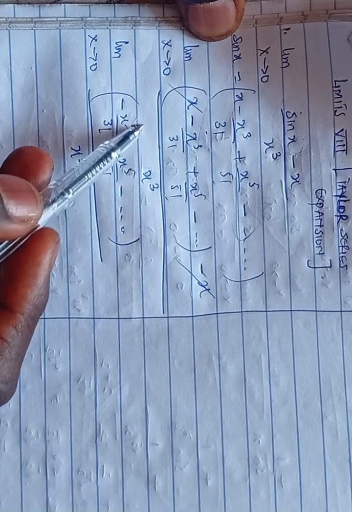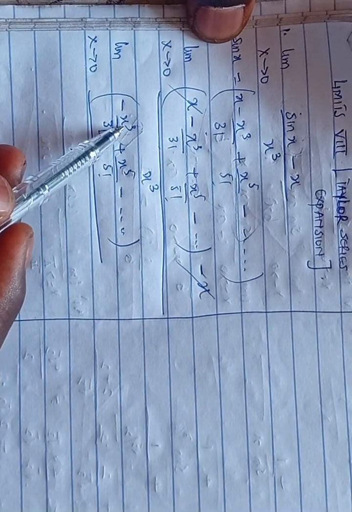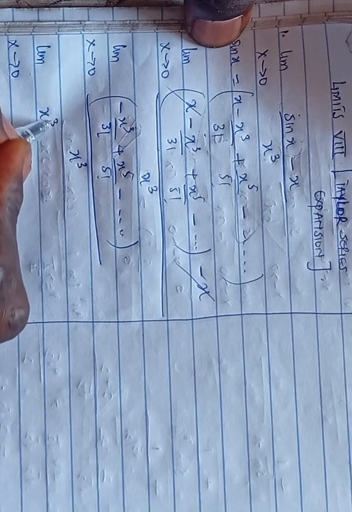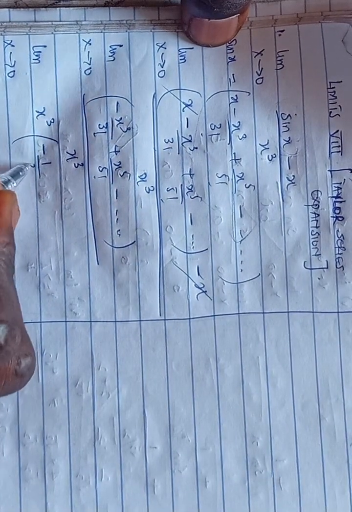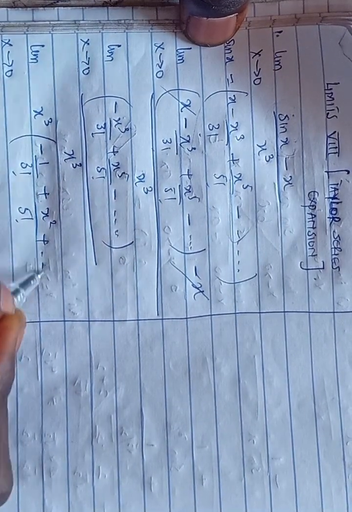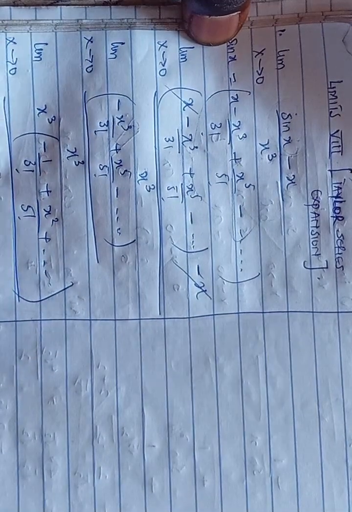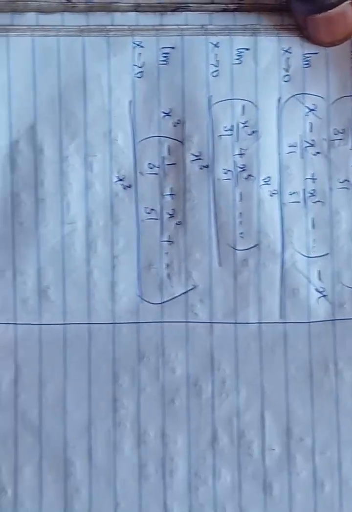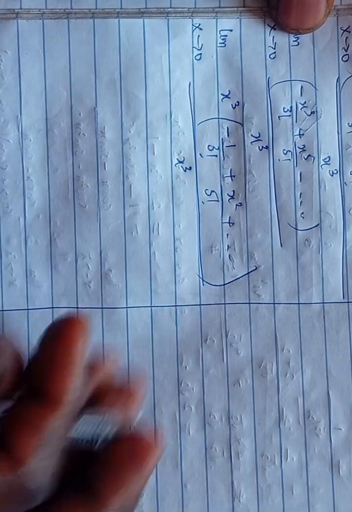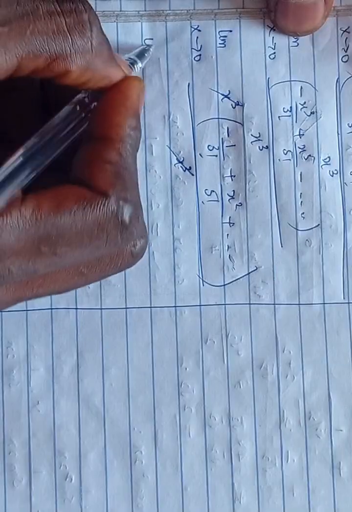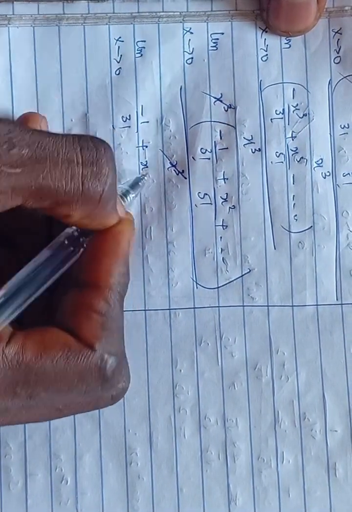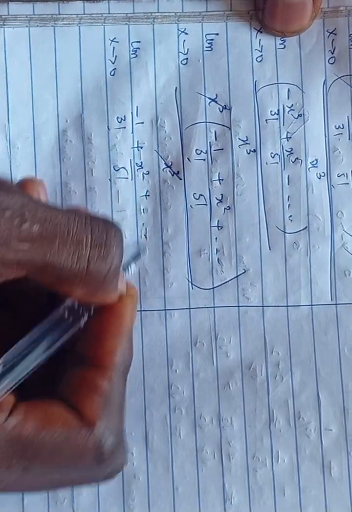You see that this is the lowest degree of x that we have, right? So I can factorize it out by saying the limit as x tends to 0 of x raised to power 3, open bracket, minus 1 over 3 factorial plus x squared over 5 factorial, it goes on like that, over x raised to power 3. So what am I going to do? We cancel this x cubed, right? So we have the limit as x tends to 0 of minus 1 over 3 factorial plus x squared over 5 factorial, and it goes on.